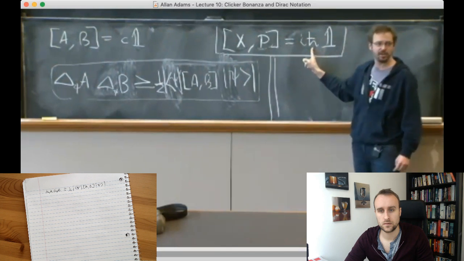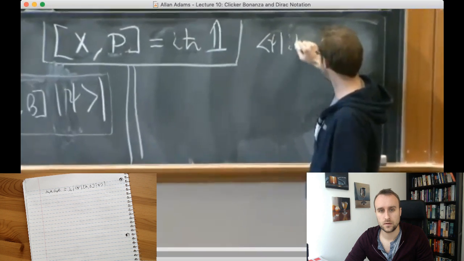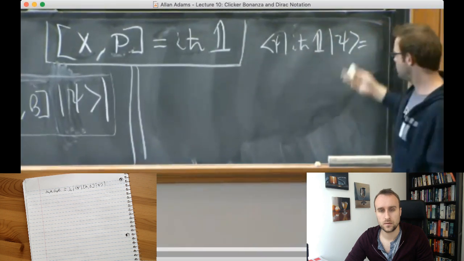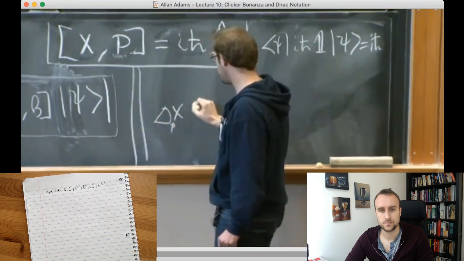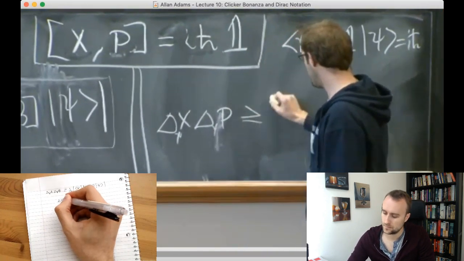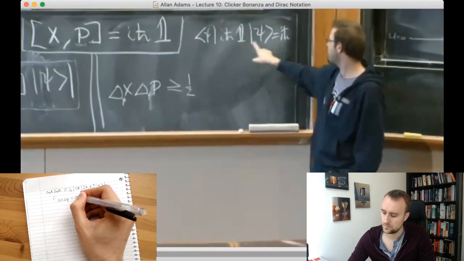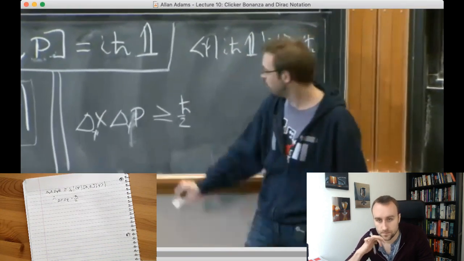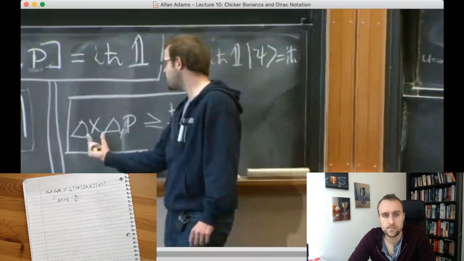What's the commutator? i h bar times 1. So what's the expectation value in the state psi of i h bar times the operator 1? It's i h bar. So what do we get for delta X in the state psi times delta P? This must be greater than or equal to 1/2 times the absolute value of the expectation value of the commutator. The expectation value of the commutator is i h bar, and the norm of that is just h bar, so we get h bar over 2. This is the uncertainty relation. Given some uncertainty about X, this tells us how much delta P is.